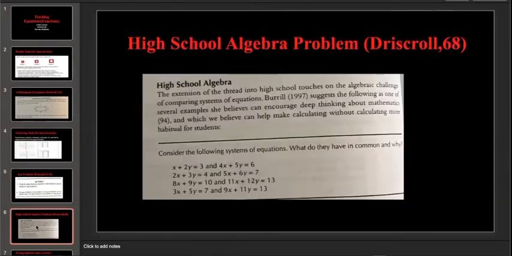In fact, another exercise that could help us when teaching function and equation is the high school algebra problem. This one was taken from Driscoll, page 68. Basically, the problem involves the concept of comparison of systems of equations. The challenge here is using more algebraic thinking without falling into the trap of doing hardcore algebra. Well, we want to stay away from doing hardcore algebra.